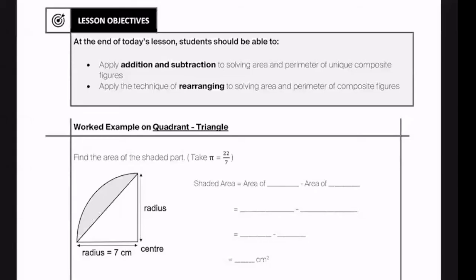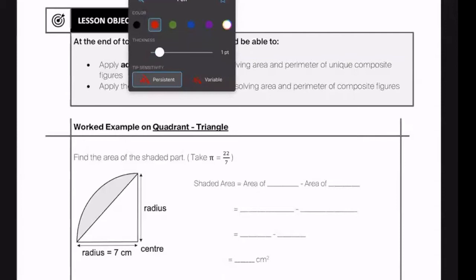In today's lesson, I'll be focusing on circles. I'm going to show you how you can add or subtract to eventually solve for the area or perimeter of some so-called composite figures, or some very weird-looking shapes. Lastly, I will end off the class with some rearranging techniques to solve area and perimeter questions also. Okay, so just a quick recap on the area of a circle.